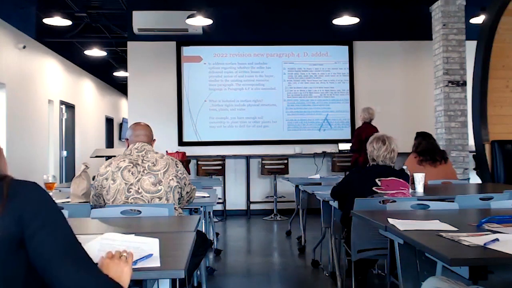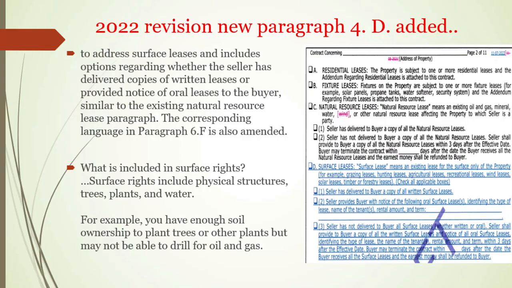So surface leases means existing lease for surface only of the property, for example, grazing leases, hunting leases, agriculture, recreational, wind leases, solar leases, timber leases, and forestry. Check all boxes. Seller is agreed, seller's not agreed, and got them, okay? It's also water as well, for water rights.